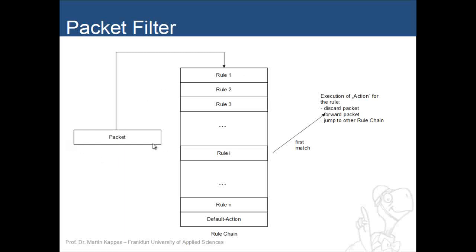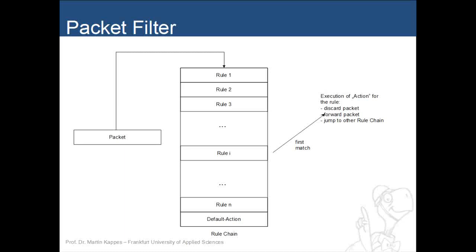And again, when a packet comes in, there is a certain rule chain where the examination of the packet will begin. And then the rules are gone through in a sequential fashion. And wherever we have the first match, that action is what's to be applied to the packet. Since it might be a jump into another rule chain, it can well be that the packet will undergo further examination in that rule chain as well. So that's the basic functionality for packet filters.